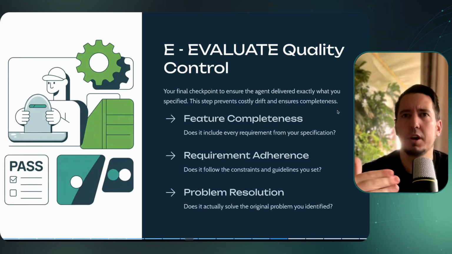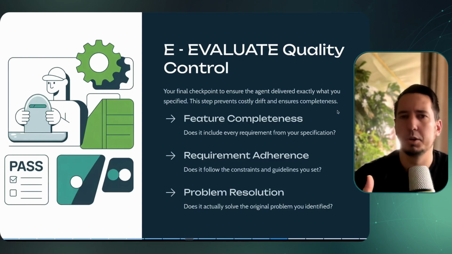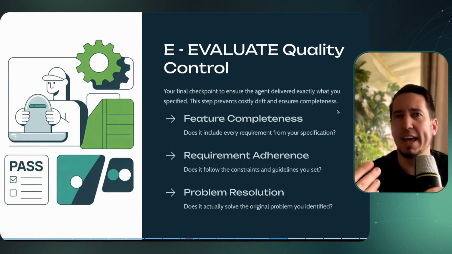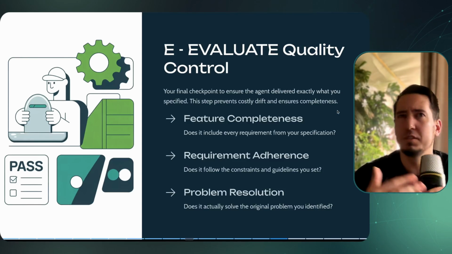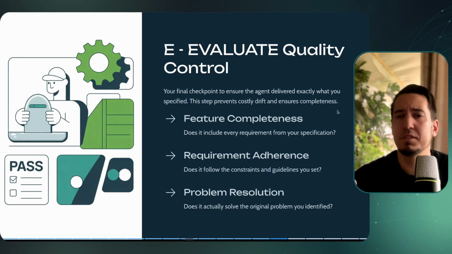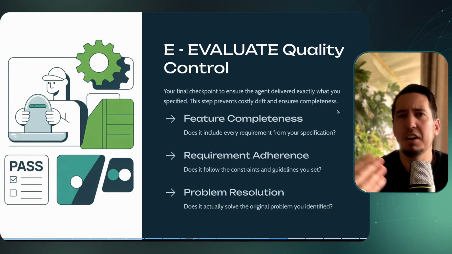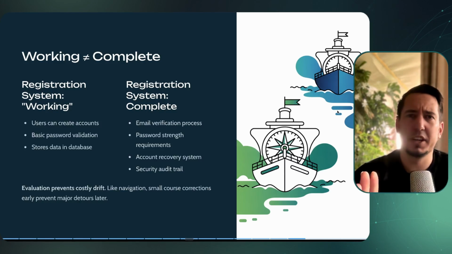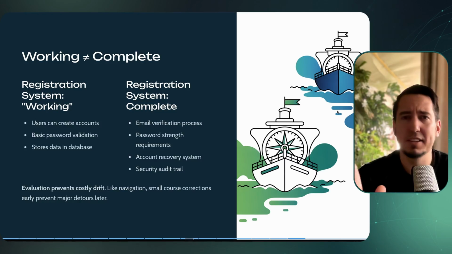All right, this moves us to our last point, E, evaluate. This is your quality control checkpoint for ensuring your agent actually delivered what you specified. You can ask yourself: was the feature complete, including all the requirements from your specification? Were the requirements followed? Did it follow the constraints and guidelines you gave it? Does it actually solve the problem? An important distinction you need to know here: working does not mean it's complete. And agents like to do this all the time.